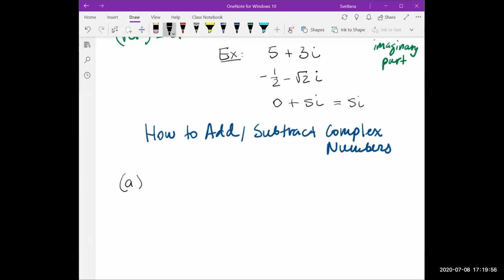For our first example, let's use the number from the top, 5 plus 3i. That's the first complex number, and I'm keeping it inside the parentheses to emphasize that it's one complex number. And let's say I'm adding another complex number, 1 minus 2i. So I'm adding two complex numbers, and when I do that, I should get another complex number.